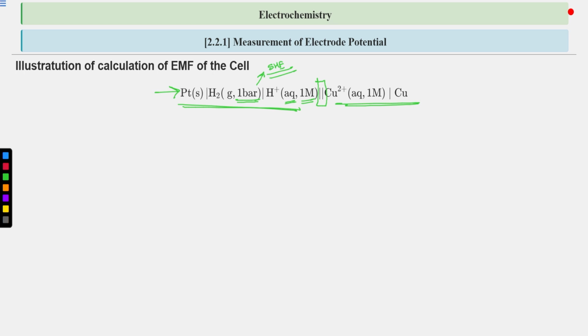Now, here in the right half cell, we have the copper half cell, which is Cu2 plus in the aqueous state and at 1 molar concentration, and it is converting to copper. Okay, so this is the cell representation, the overall. Okay, remember, this is the overall cell representation, as it contains the anode cell reaction and the cathode cell reaction both.